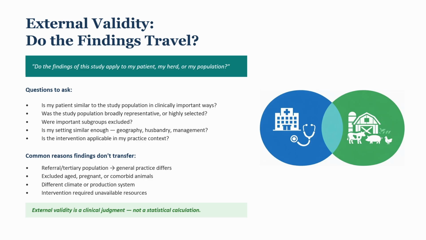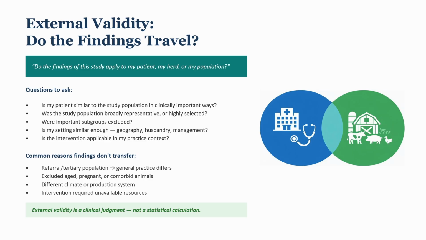This is a clinical judgment, not a statistical calculation. No p-value or confidence interval tells you whether the findings generalize to your patients. The questions you need to ask are practical and contextual. Is your patient similar to the study population in the ways that matter? If a study enrolled only Labrador retrievers and your patient is a dachshund, the breed difference may or may not matter depending on the disease and intervention.